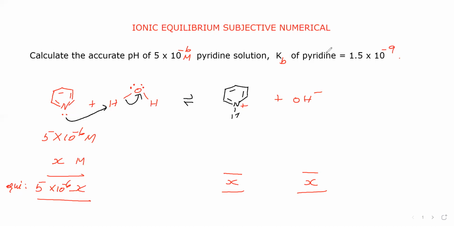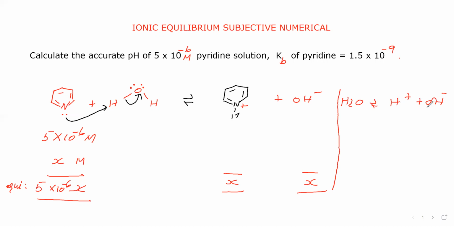Here pyridine is a weak base, and the initial concentration is very low. Kb is 10 power minus 9, which means pyridine is reacting to a very small extent and producing a very small concentration of OH minus. Under this situation, you see in this solution what is there? Water is also present, which means water will also be in equilibrium. That equilibrium is water gives H plus and OH minus.